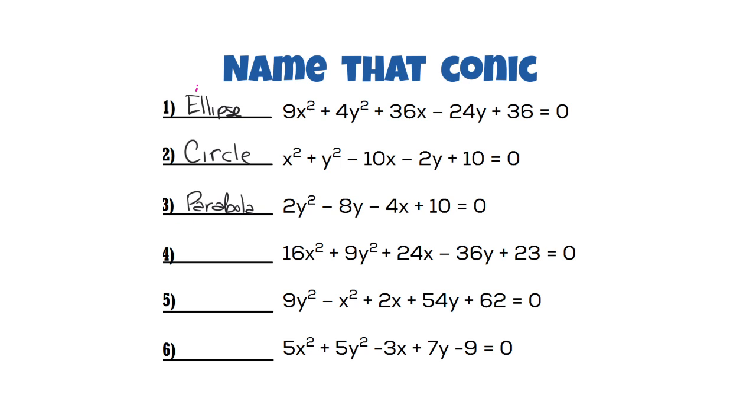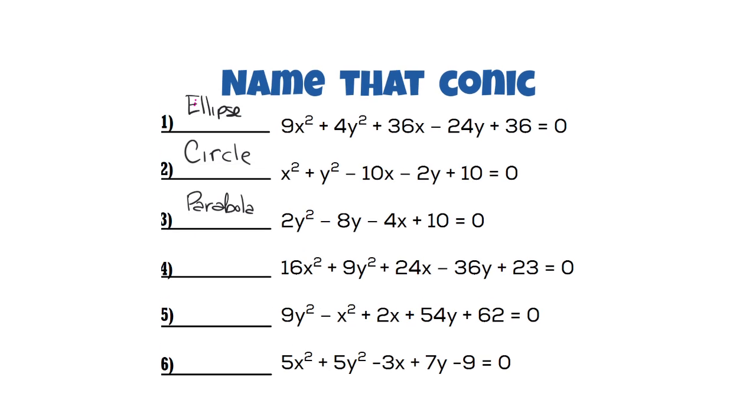All right, here we go. Number 4, you should have an ellipse on that one. You have both squared terms there, but they have different coefficients. That's going to make you go left and right differently than you're going to go up and down.